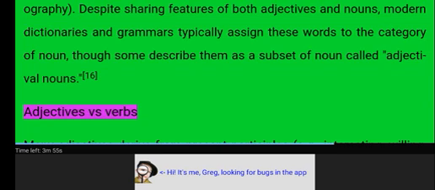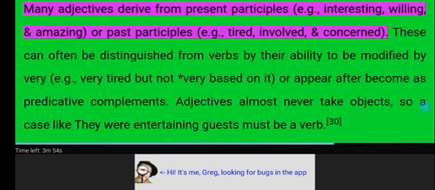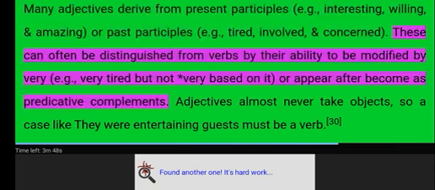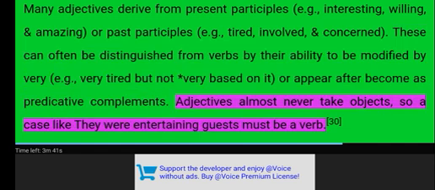Adjectives versus verbs. Many adjectives derive from present participles, e.g., interesting, willing, and amazing, or past participles, e.g., tired, involved, and concerned. These can often be distinguished from verbs by their ability to be modified by very, e.g., very tired but not *very based on it, or appear after become as predicative complements. Adjectives almost never take objects, so a case like they were entertaining guests must be a verb.